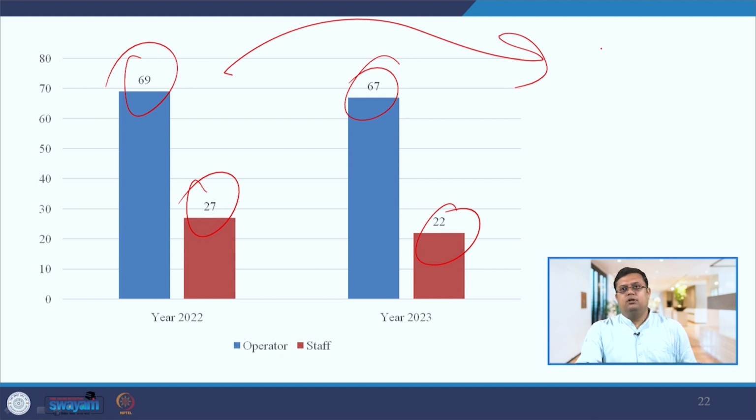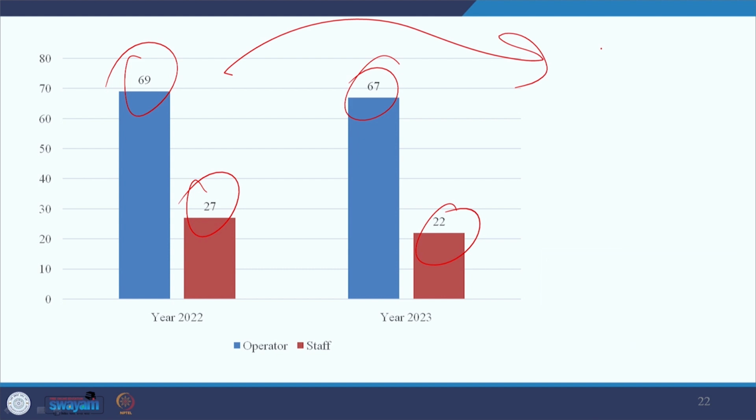I hope you have learned various types of data visualization through graphs, charts, and tables, and that process of how you have to visualize the data related to performance and compensation problems. So, thank you.